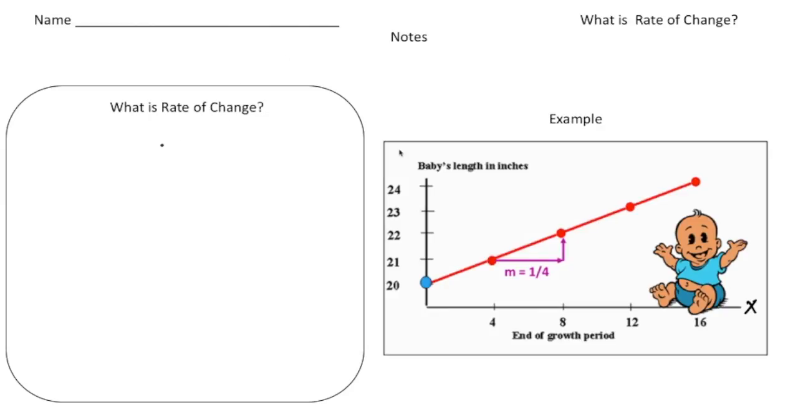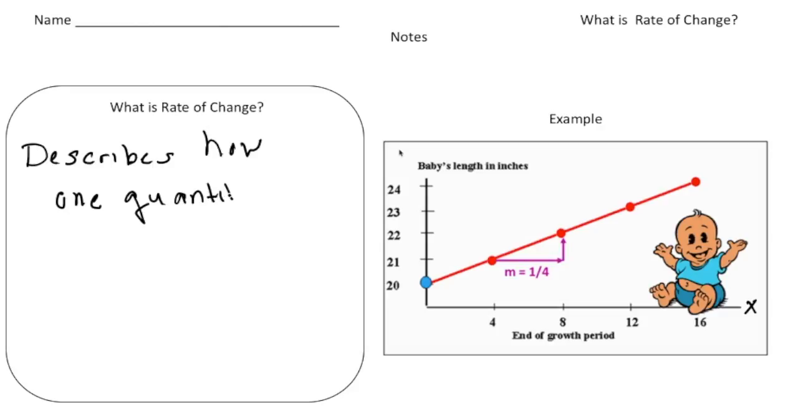Rate of change, let's write down the definition. It describes how one quantity changes in relation to another.